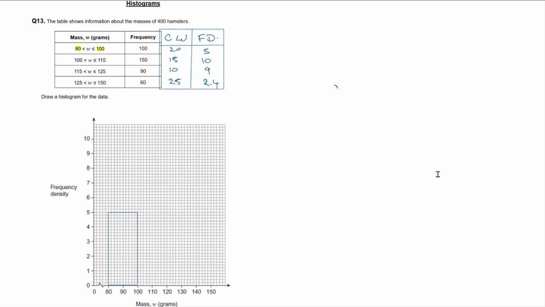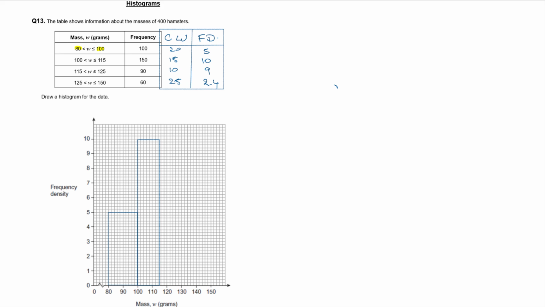Right, so I'm going to draw those bars then carefully on the graph. So first bar goes from 80 to 100, and it's going to have a height of 5. Next bar is going from 100 to 115, and there's a height of 10.